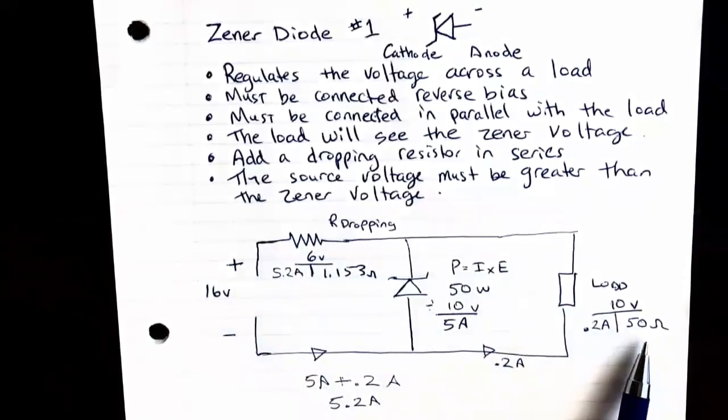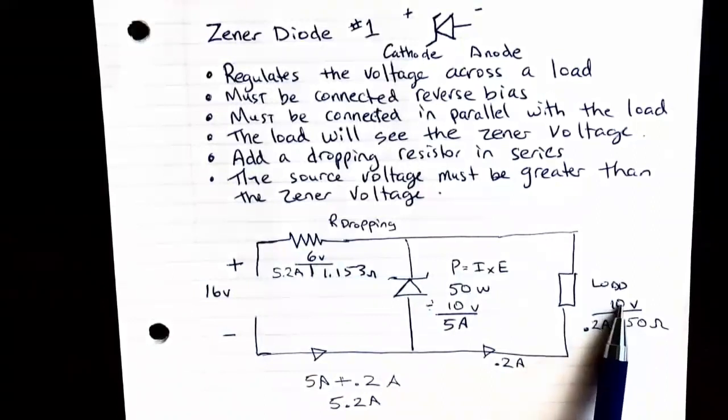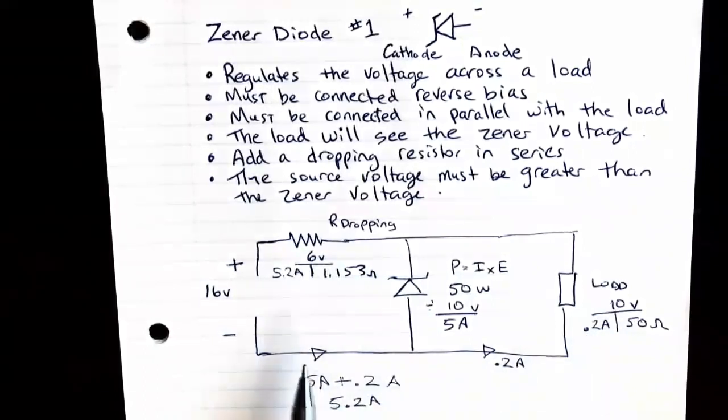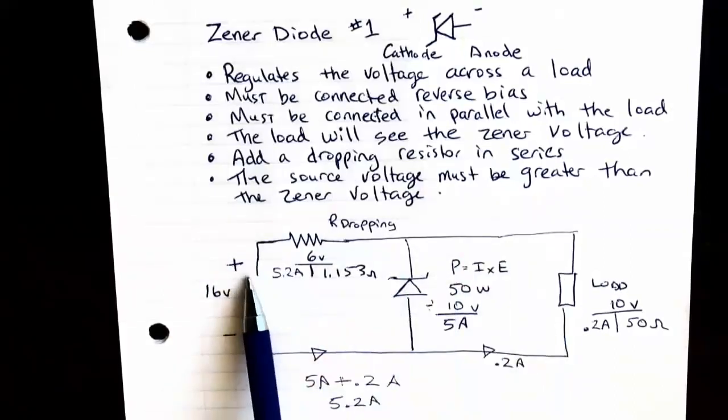Let's look at some amperages in this circuit. I've also randomly picked 50 ohms for the load. So if the load was 10 volts, 50 ohms, 0.2 amps would flow through the load. Note also that we're using electron flow, so the current will be flowing from the negative out and back to the positive.